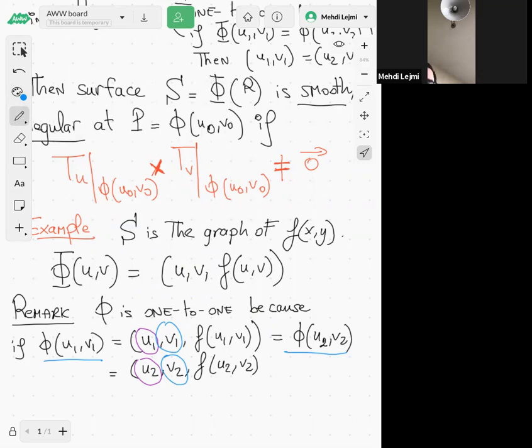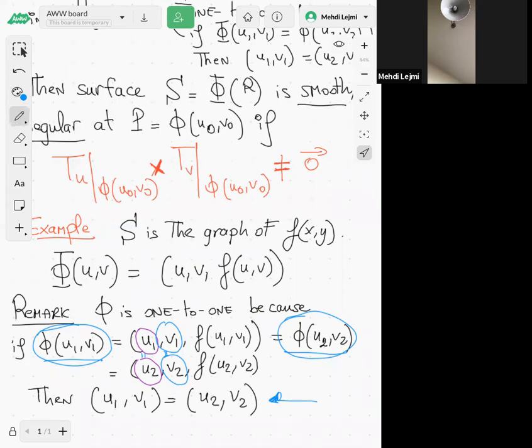Okay, so then u1 is equal to u2, and v1 is equal to v2, because they must be equal. So what I'm saying is, if you have the same image, then we have the same point. That's what I call one-to-one, right? You have the same image, then the points must be equal. Anyway, all I'm saying, guys, is that this parameterization is one-to-one. So we can check.